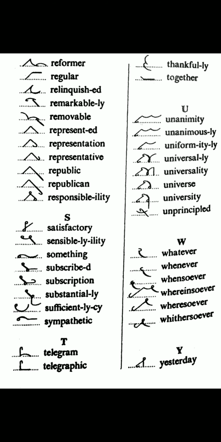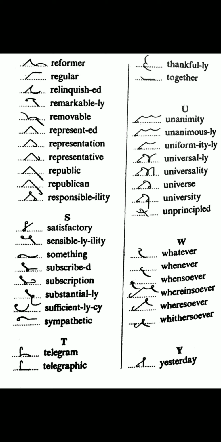Upward R F stroke M with R hook on the line for reformer. Upward R on the line with gaze stroke for regular. Upward R downward L NG stroke on the line for relinquish or relinquished. M stroke with R hook, B stroke with L hook on the line for remarkable or remarkably. Downward R on the line, M stroke, B stroke with L hook for removable.